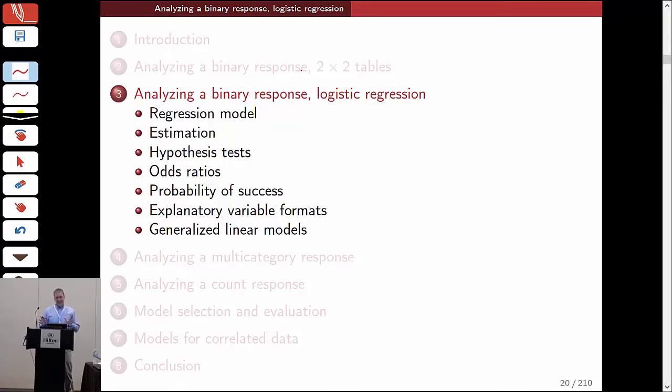Let's talk about analyzing a binary response now with logistic regression. So we got this basic situation out of the way. It's going to set us up for using odds ratios with logistic regression, because that's the primary way that people interpret the relationship between an explanatory variable and the response.